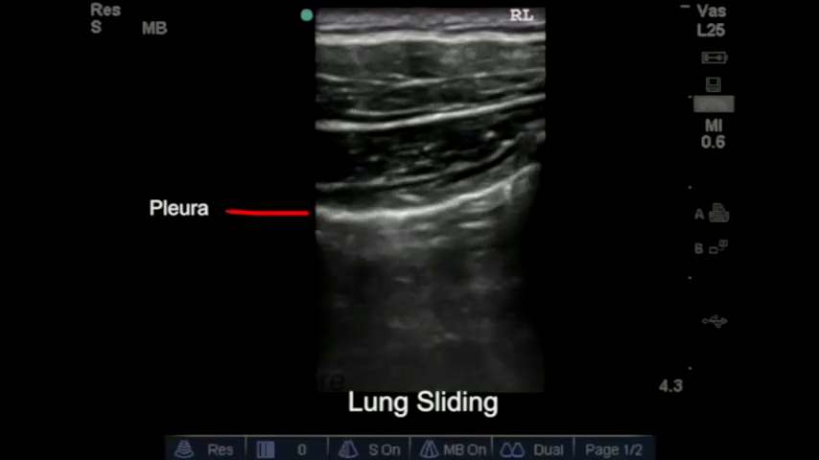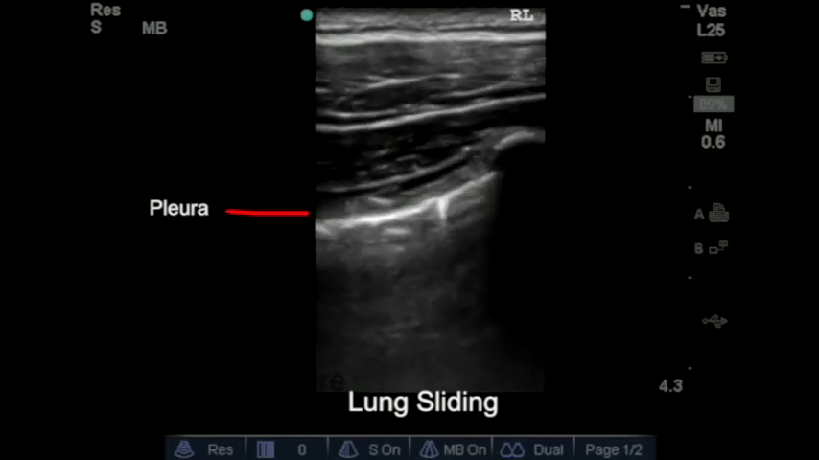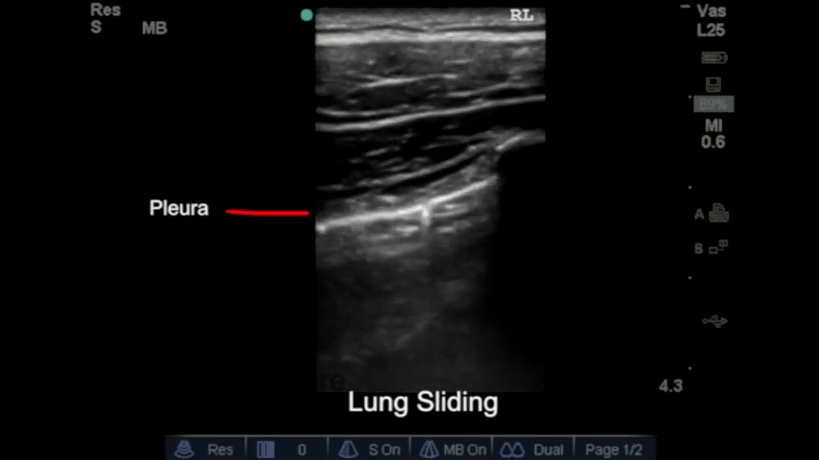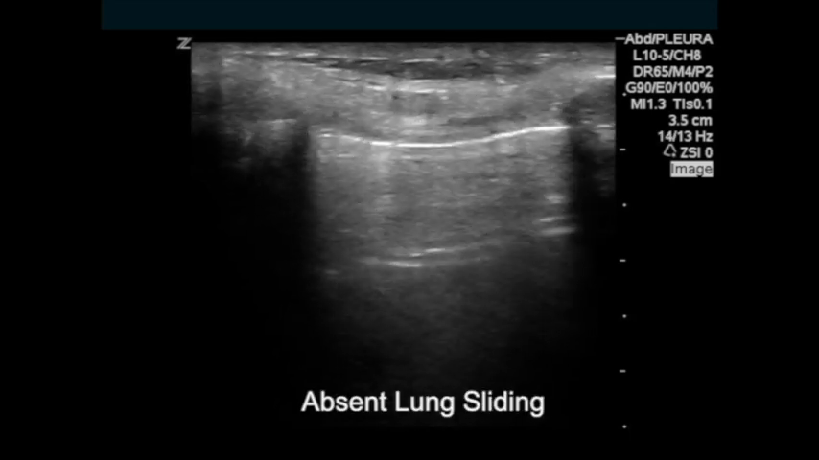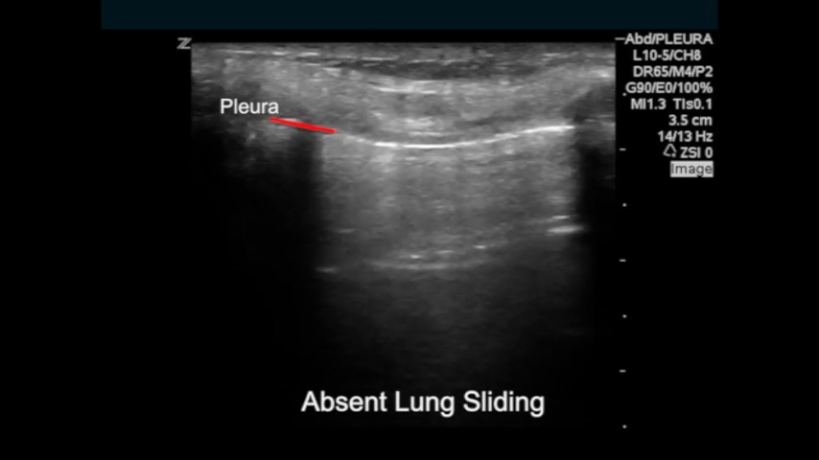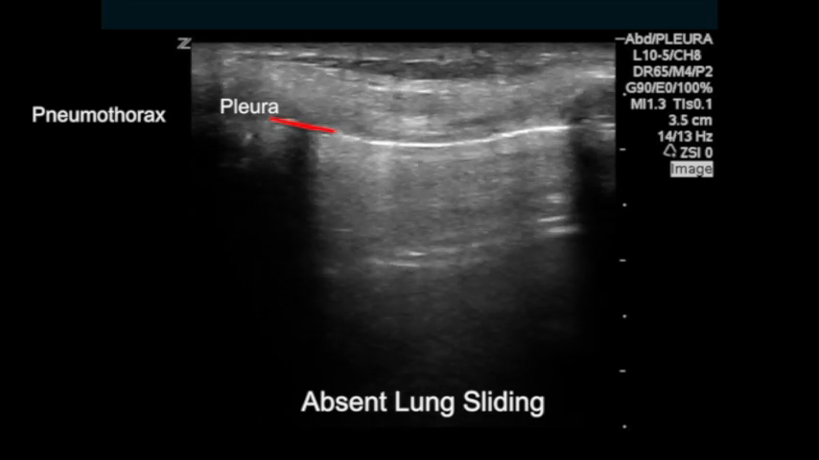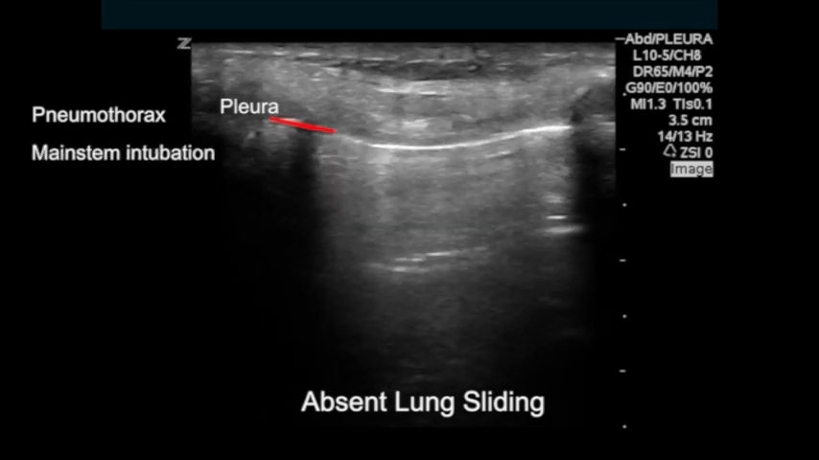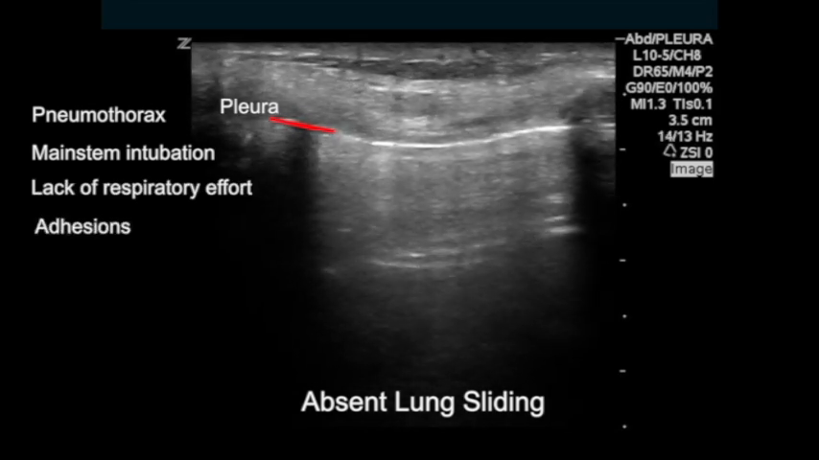First, let's talk about lung sliding. Movement of the pleural layers with respiration or transmitted cardiac pulsation indicates the absence of pneumothorax in that area. Absent pleural sliding can indicate a variety of processes. In the setting of trauma, we would be most concerned about a pneumothorax. However, the absence of lung sliding can also indicate a mainstem intubation, lack of respiratory effort, or the presence of adhesions between the lung and chest wall.